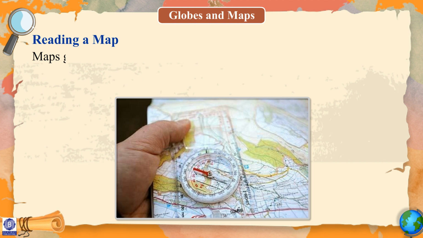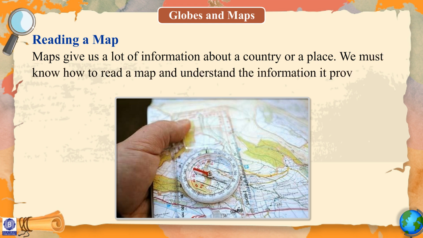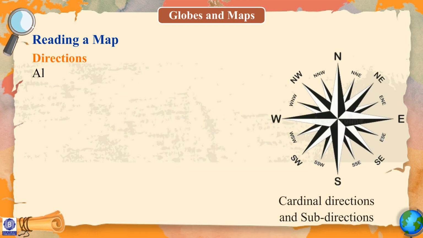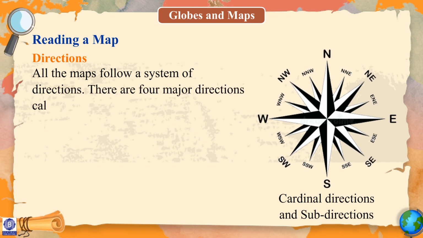Reading a map. Maps give us a lot of information about a country or a place. We must know how to read a map and understand the information it provides. Every map has some basic features. They are as follows. Directions. All the maps follow a system of directions. There are 4 major directions called cardinal directions.